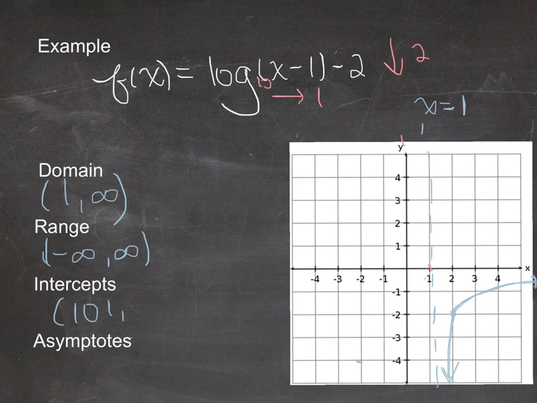So it's way down the x-axis. And my asymptote also shifted to the right one. It's now at x equals 1.